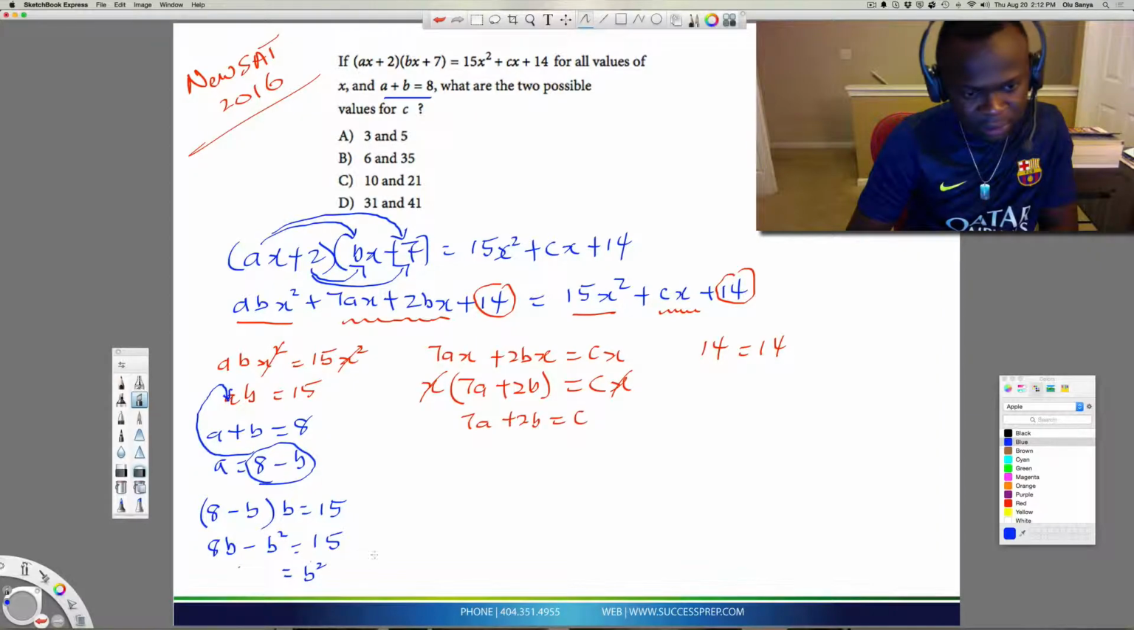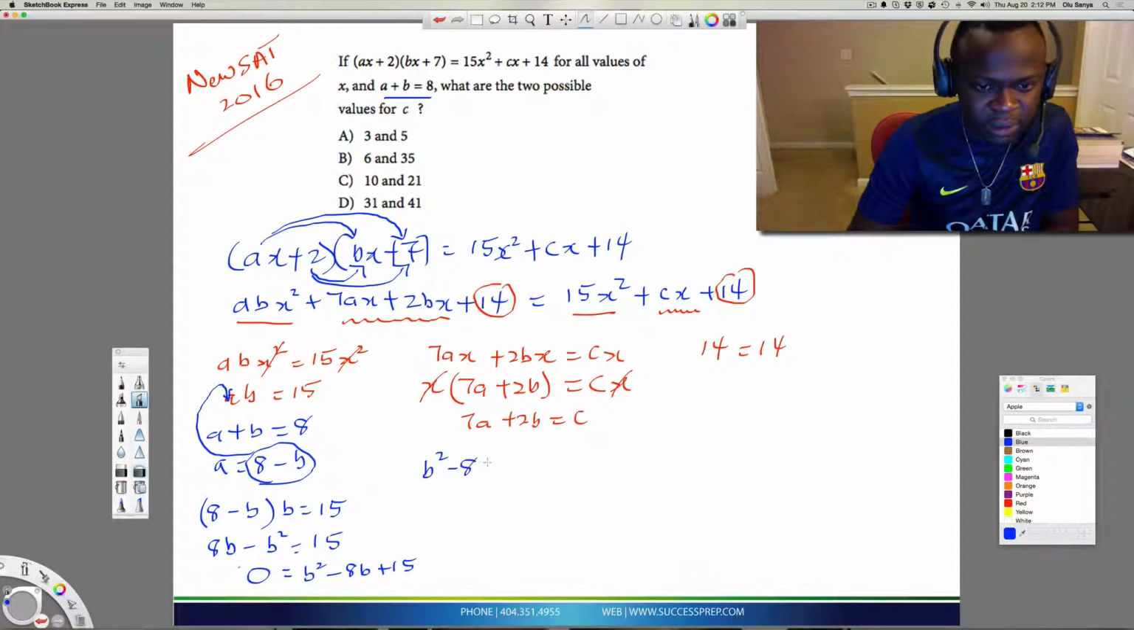I'm going to move the 8b to the right as well. It's minus 8b. It is plus 15. All of this is equal to 0. And obviously you can switch this around to make it look more like this, which is still the same thing as long as it's equal to 0.